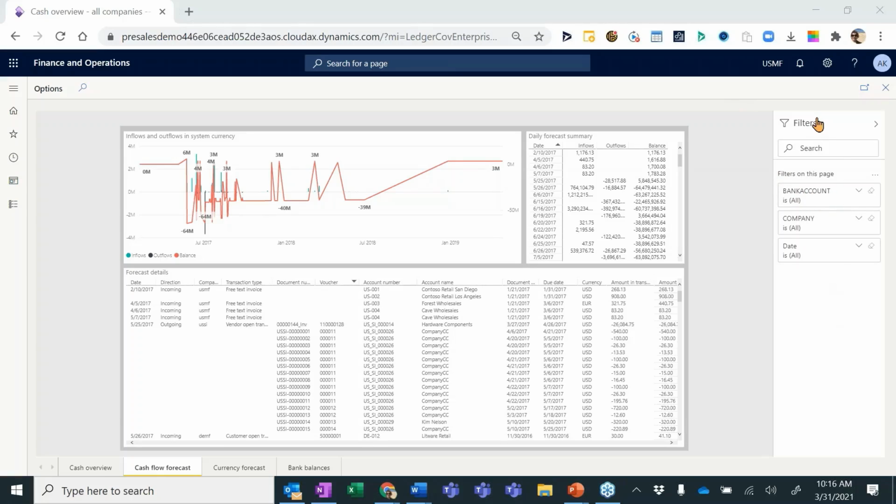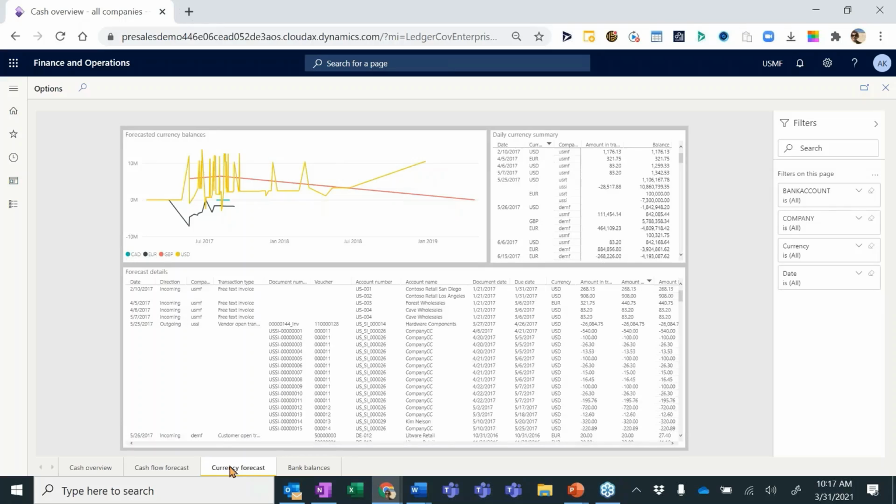And then over here on the right-hand side, I have my filters. So I can be filtering this for a specific day, a specific month. I could filter it for a specific company or a specific bank account. So within this out-of-the-box standard functionality, I have these filter options, and depending on the reports, the filters will change.